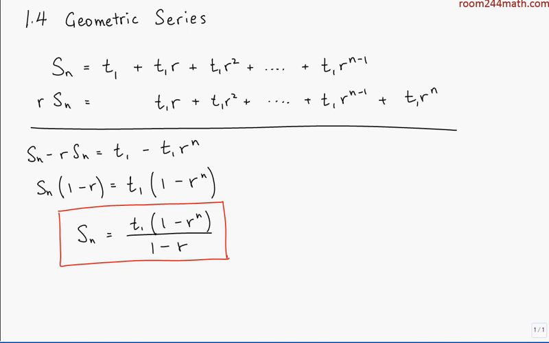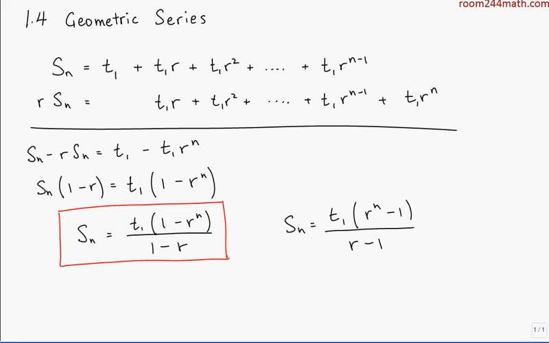There's an alternative way to write it, which just involves flipping the two binomials. If you have a minus b and you flip it to make it b minus a, all you're really doing is taking out a factor of negative 1. Well, if you take out a factor of negative 1 from both the numerator and the denominator here, you can rewrite this as Sn equal to t1 times r to the n minus 1 over r minus 1.